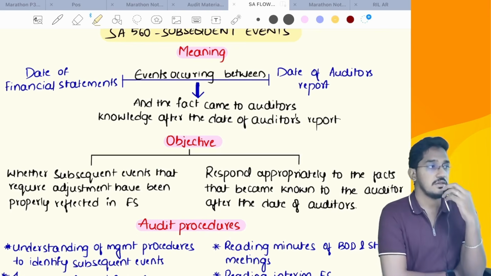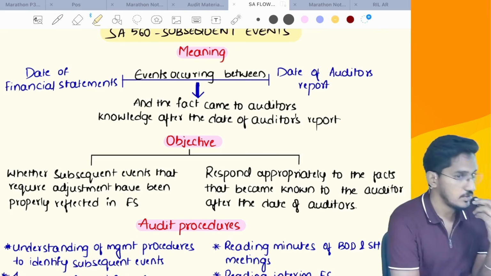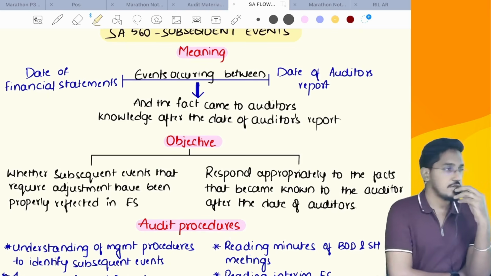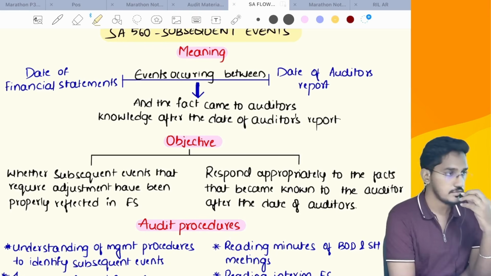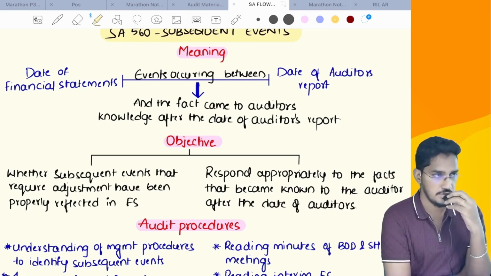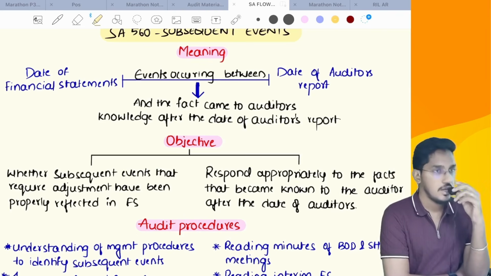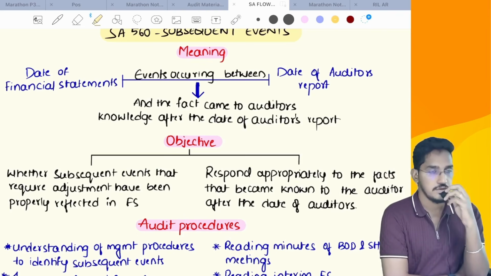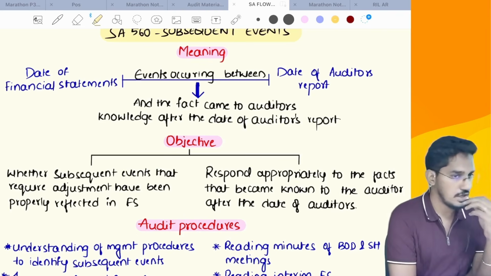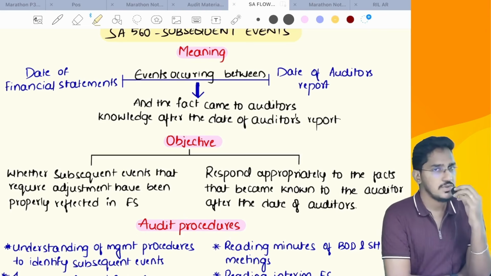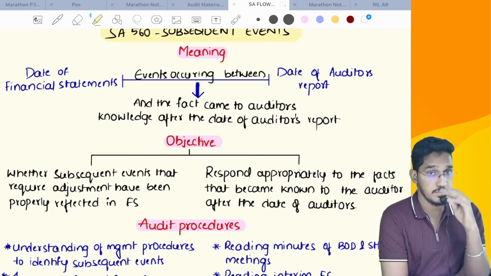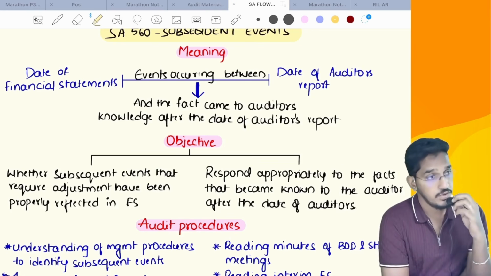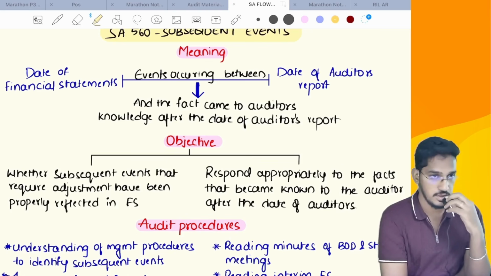And accounting standards divide subsequent events into two categories. What are they? Adjusting events and non-adjusting events. What should we do with adjusting events? We have to adjust them in the financial statements. For non-adjusting events, we have to give disclosures. This is what they have told us in the accounting standards. And as we all know, accounting standards talk about accounting requirements, not auditors' responsibilities, whereas standards on audit talk about auditors' responsibilities.